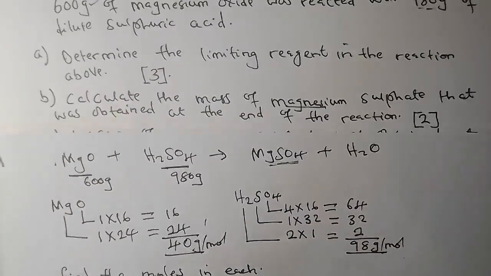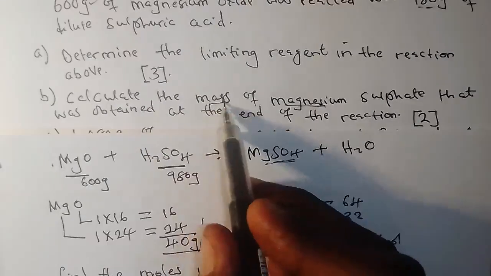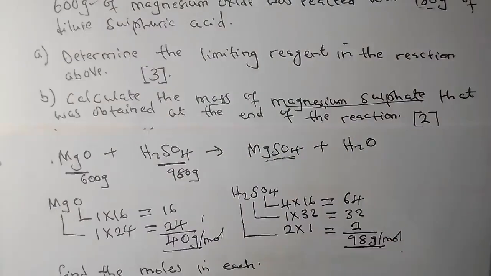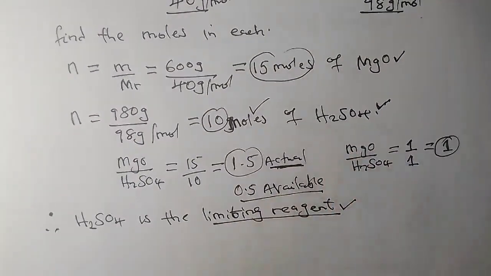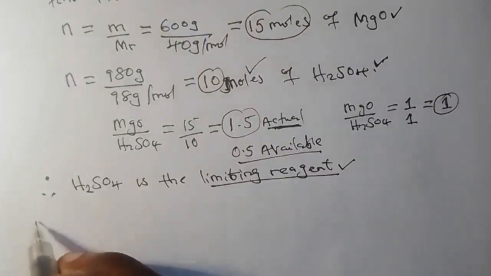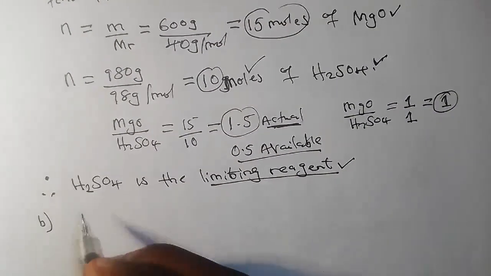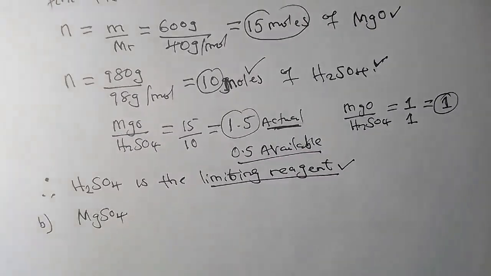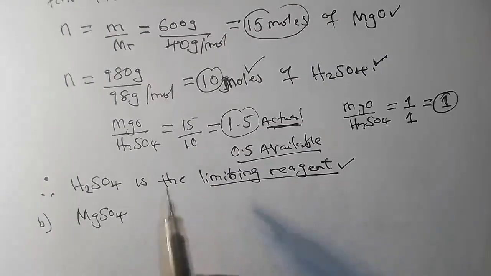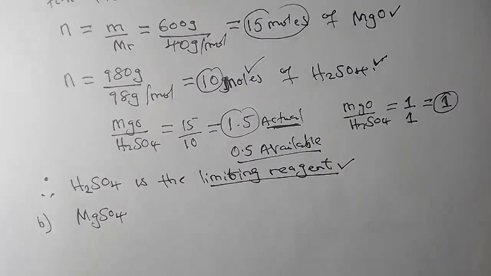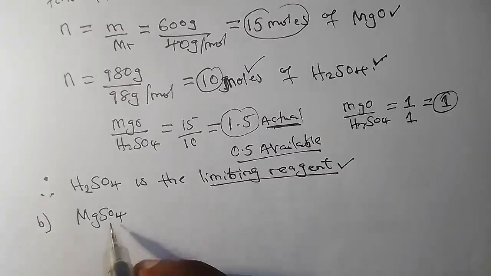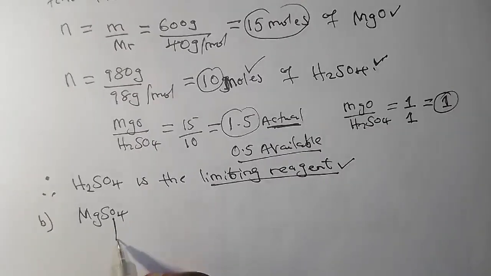Okay. And the next question is: calculate the mass of magnesium sulfate that was obtained at the end of the reaction. So from there, what you just need to do is, we have been told magnesium sulfate, so we are going to use the mass of this sulfuric acid to determine the mass of this magnesium sulfate. So let's find the molar mass for this one.